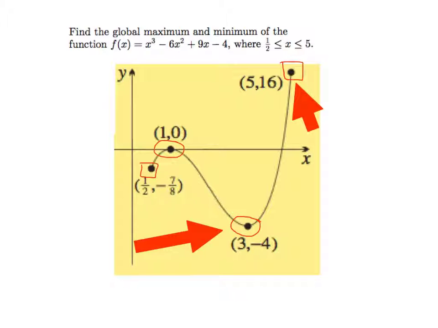And (1, 0) would be a relative maximum, and (a half, -7/8) would be a relative minimum, but your global minimum is (3, -4) and your global maximum is (5, 16), where those arrows are. Hope this makes sense.